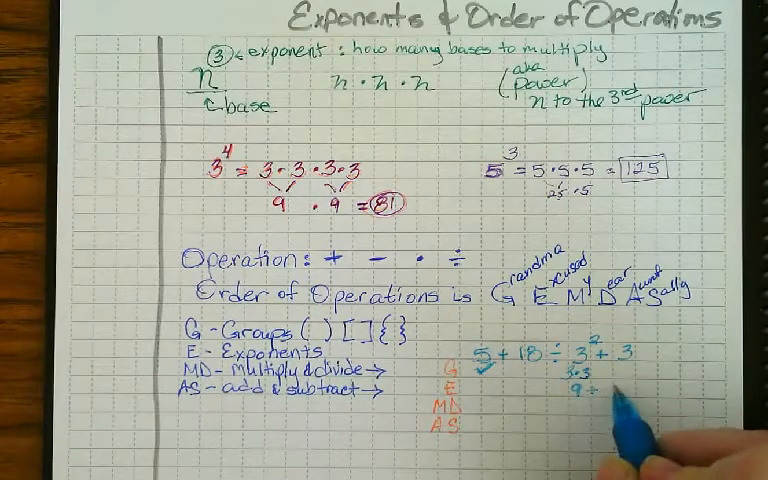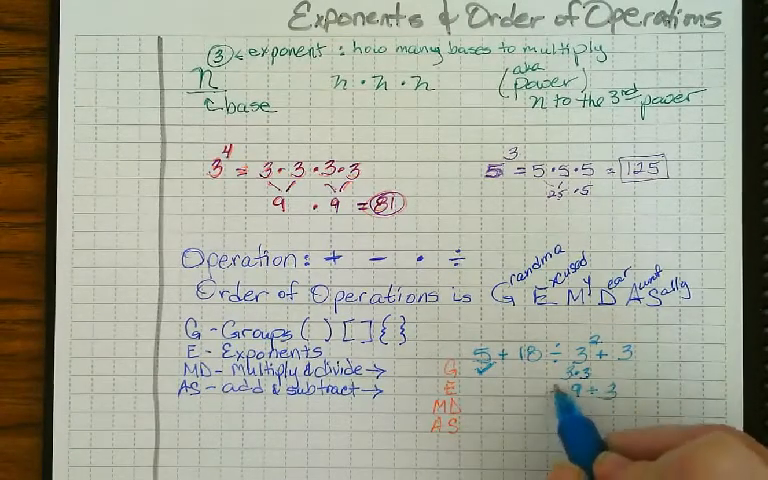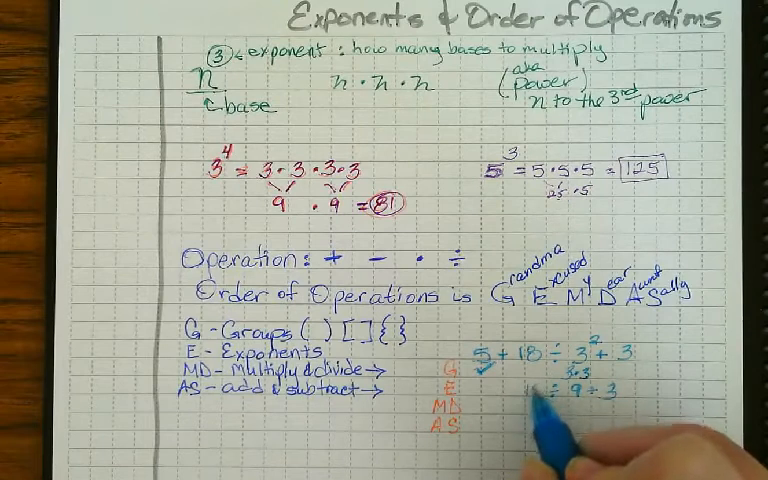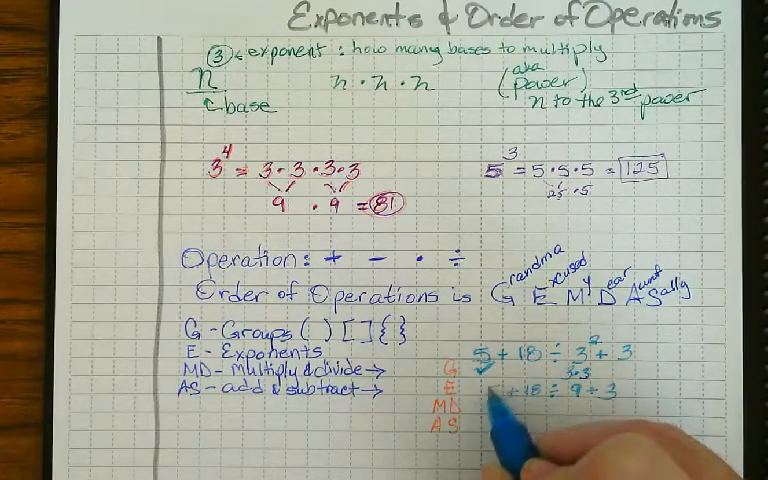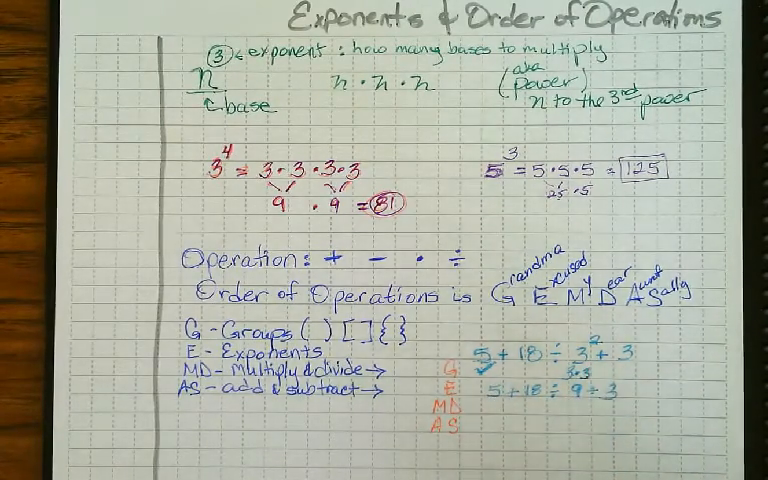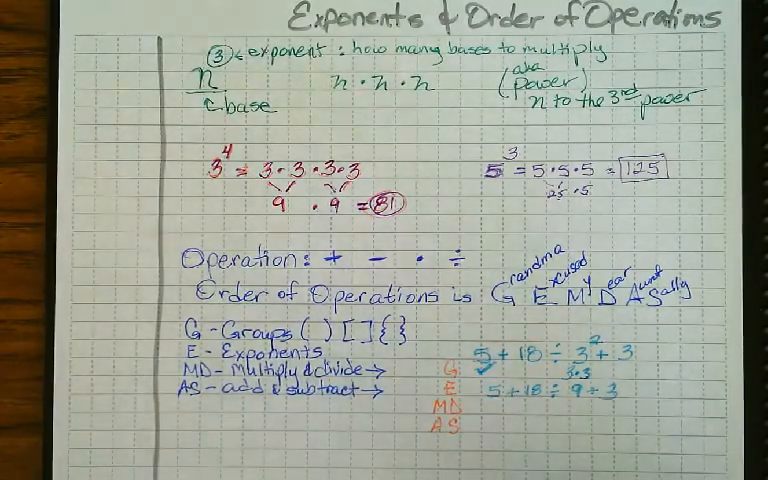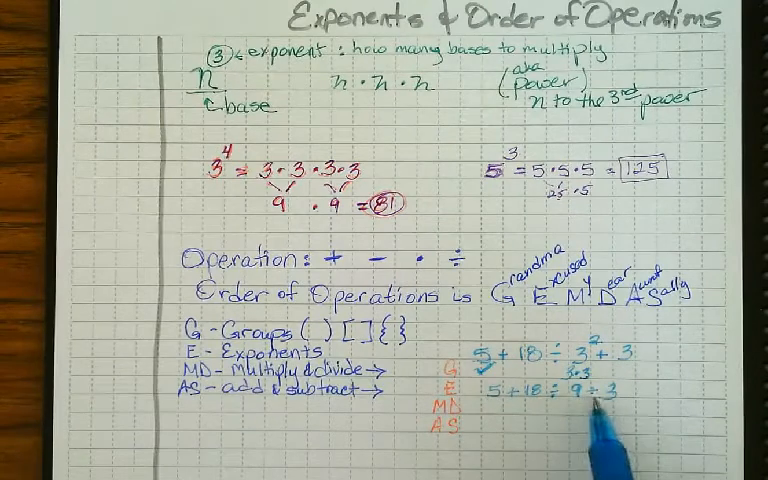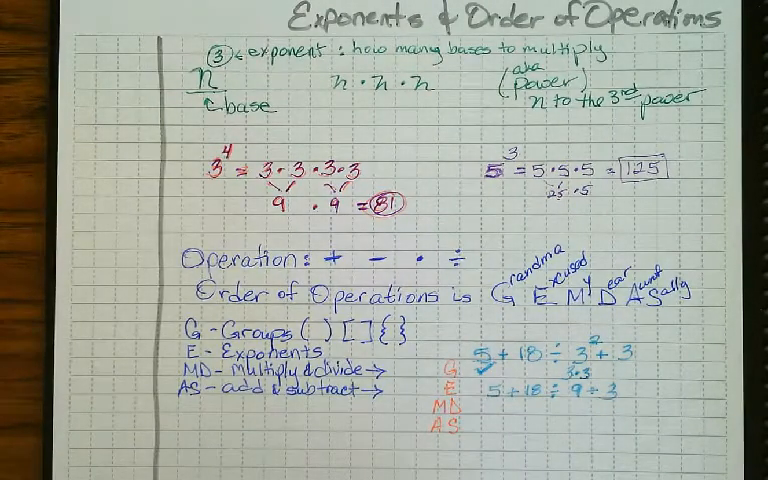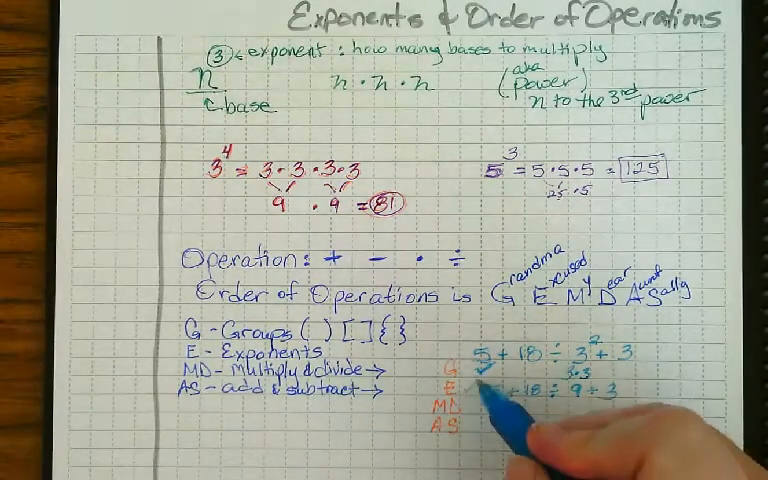Now we keep the rest of our problem, because that's all we've changed: we changed that exponent number to a 9. So now we've got 5 plus 18 divided by 9 plus 3. All right, check. Exponents are done.